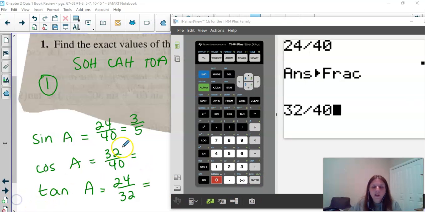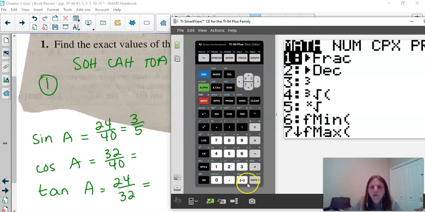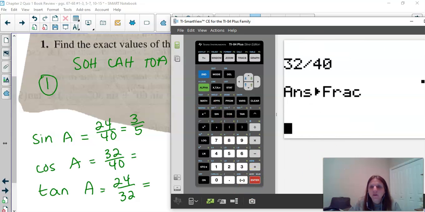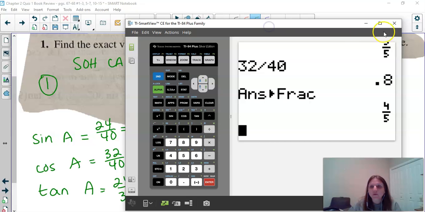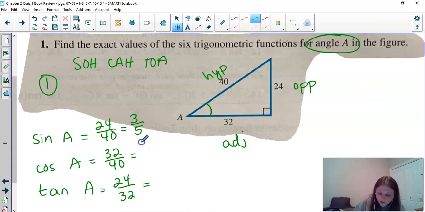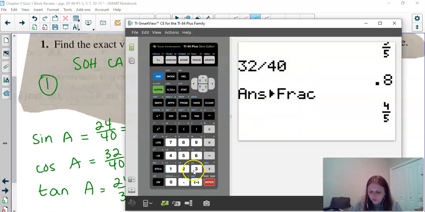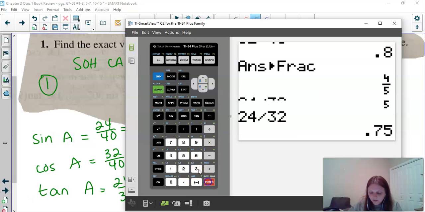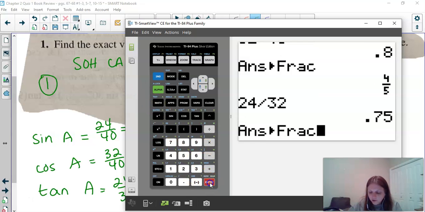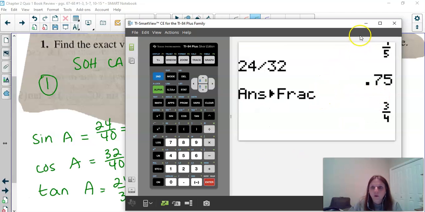Okay, you could do the same thing here. It looks like these both would divide by 8. Otherwise, I could do 32 divided by 40, enter, math, enter, enter. And you'll see that that one reduces to 4/5. So again, it's just a quick, easy way if you don't want to have to figure out what they have in common. And then you could do the same thing here. So 24 divided by 32, math, enter, enter, and that one's 3/4.